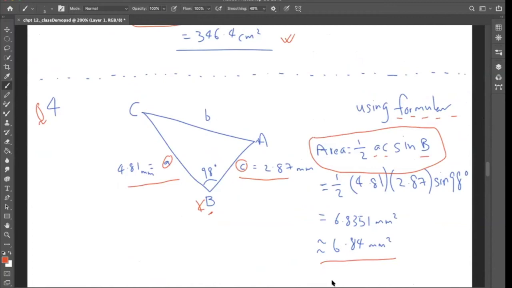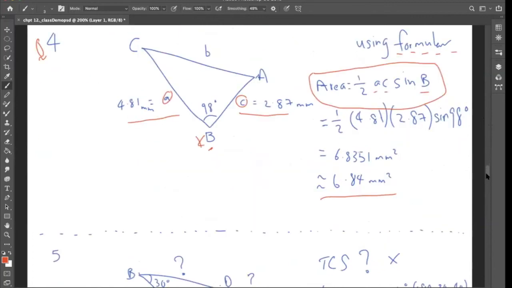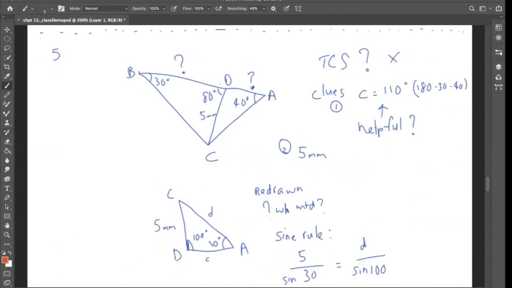So we move on to question 5. Angle A is 40 degrees, angle B is 30 degrees, C not given. It seems like this is a right angle, but it's not, because they already gave us this is 80 degrees, right? So Pythagoras we cannot use. So this is 80 degrees.